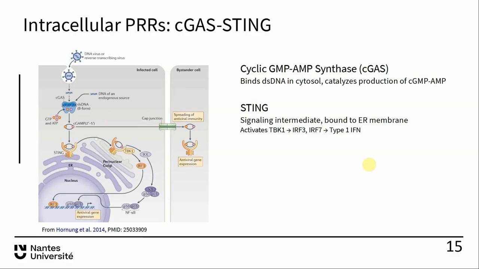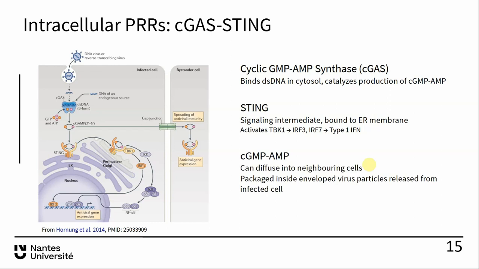Now, what is cool about cGAS is that it can diffuse into neighboring cells. So this cell right here will be infected. It's got double-stranded DNA in the cytosol, which is not normal for a cell. But the cyclic GMP-AMP can diffuse into a neighboring cell and activate interferon secretion in the non-infected cells.